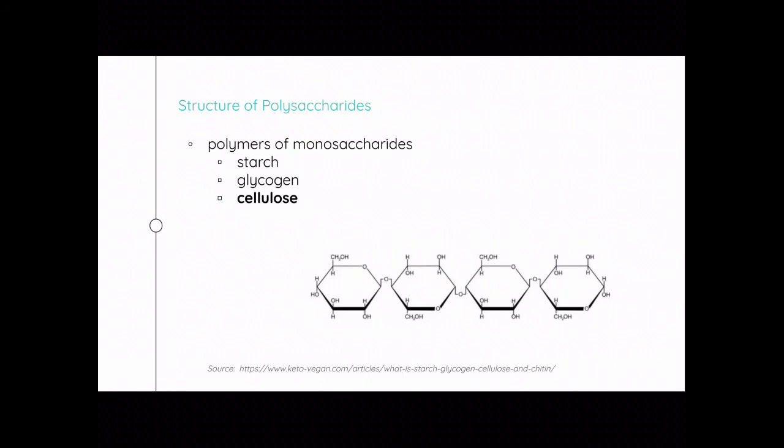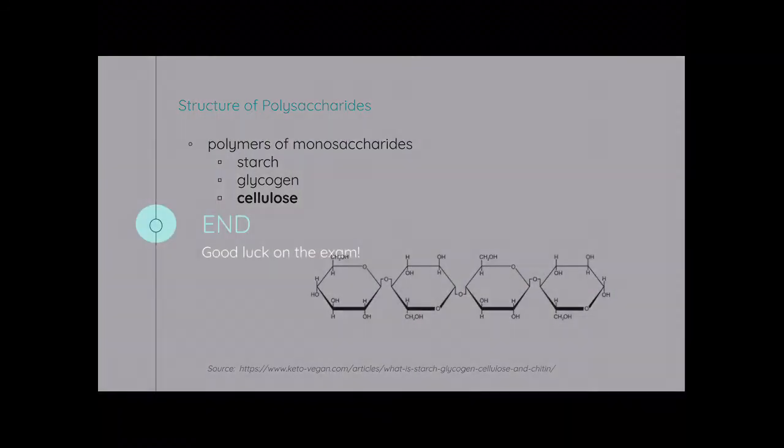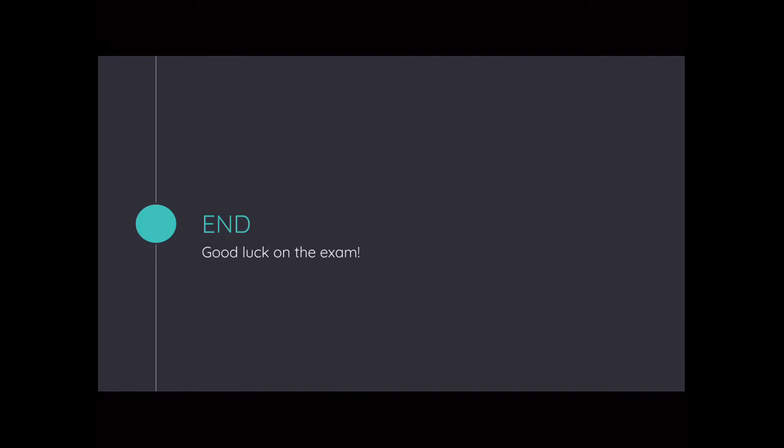Cellulose is a linear and flat chain of glucose that forms rigid fibers of the plant's cell walls. They have strong intermolecular forces between the chains, meaning that they are very insoluble and dense. And with that, it brings us to the end of topic B5, which is carbohydrates.